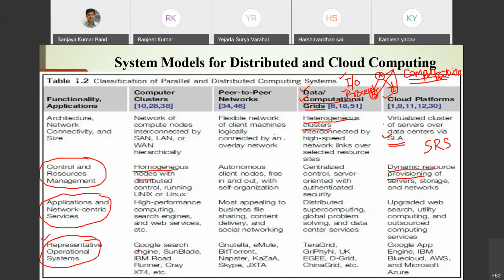For example, you know that the Google search engine is an example of your computer cluster. The BitTorrent we are using, right? BitTorrent is an example of your P2P network. TeraGrid, used in the United States, is also the backbone of service oriented architecture. We will discuss that in the next unit or next module. So the TeraGrid is a part of your data computational grid.